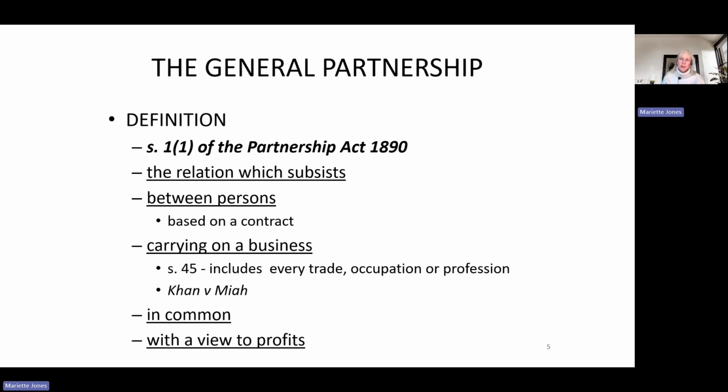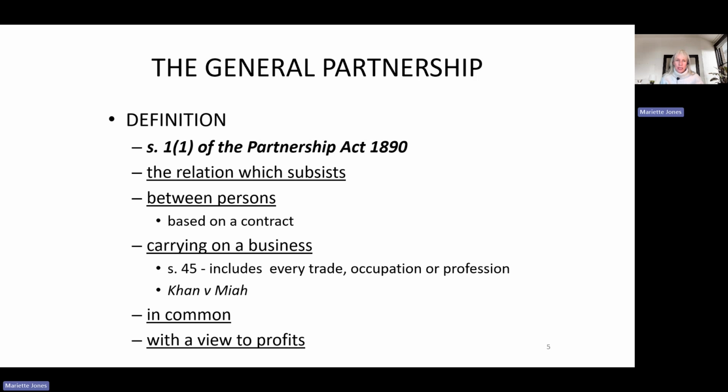Section 1, subsection 1 of the Partnership Act 1890 defines partnership as the relation which subsists between persons carrying on a business in common with a view of profit. The key elements here are, firstly, a business, a relationship between two or more people, and the intention to make profits. Importantly, the Act also clarifies that business includes every trade, occupation, or profession.